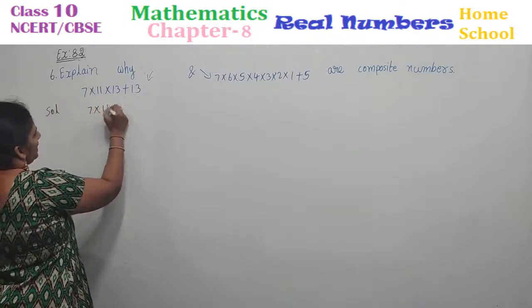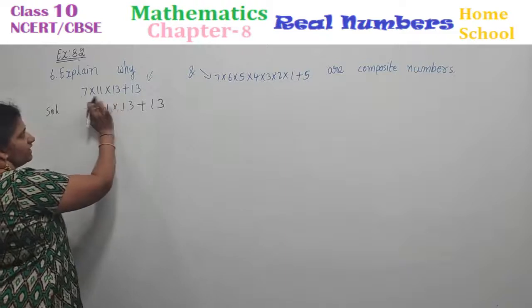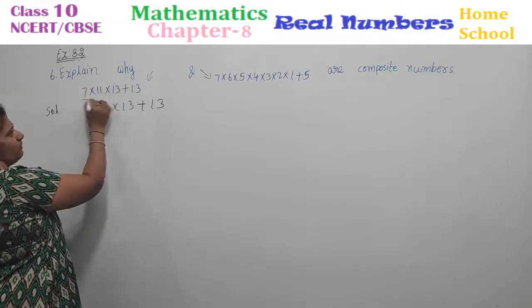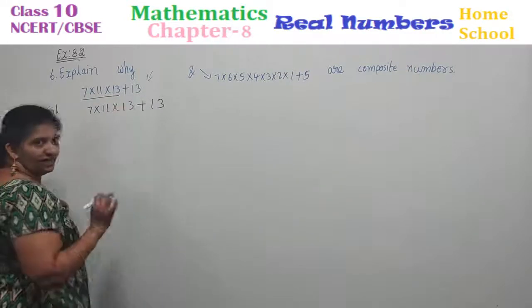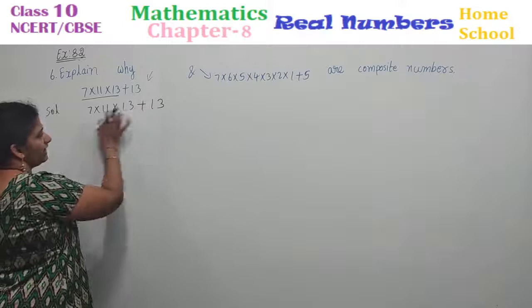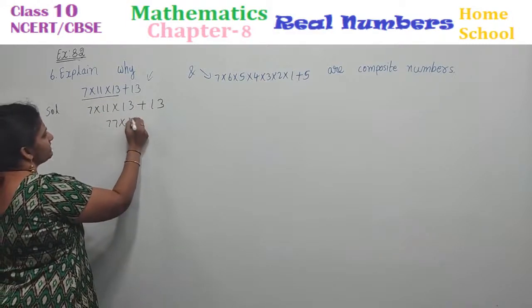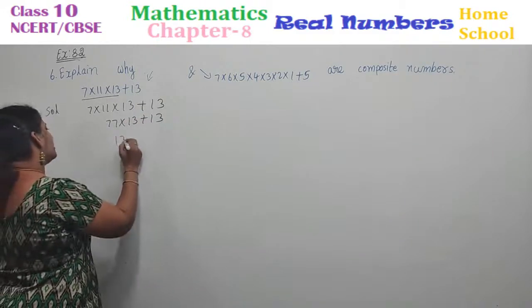7 into 11 into 13 plus 13. Observe the symbol here carefully: into, plus, children. So, this one complete set you consider. In these two, what is common? 13 is common. Other than 13, multiply the remaining terms. 7 11s are 77 into 13 plus 13. Now take out 13 common.